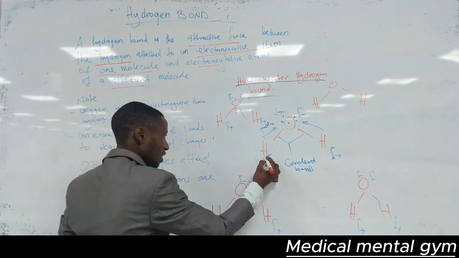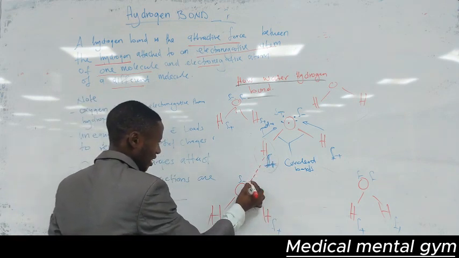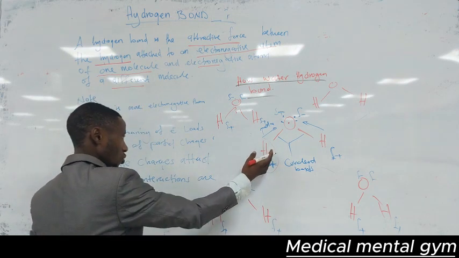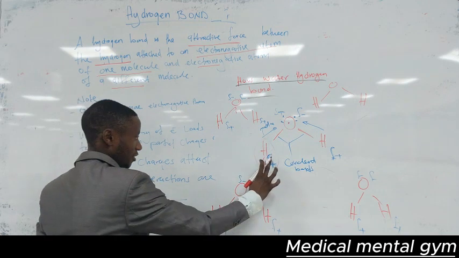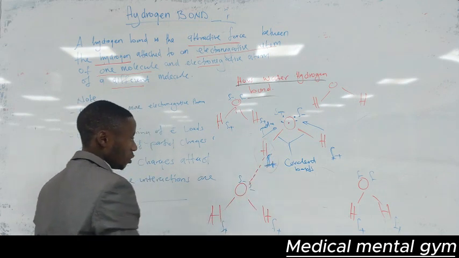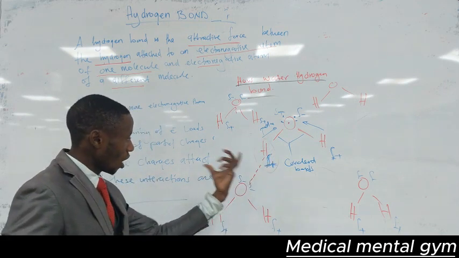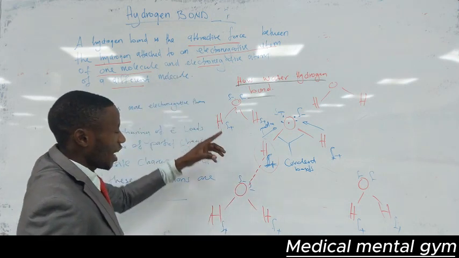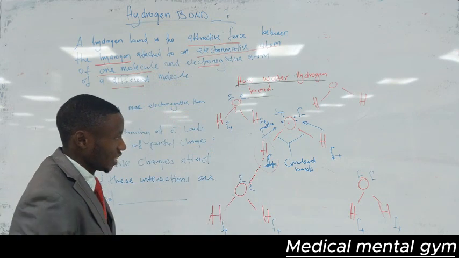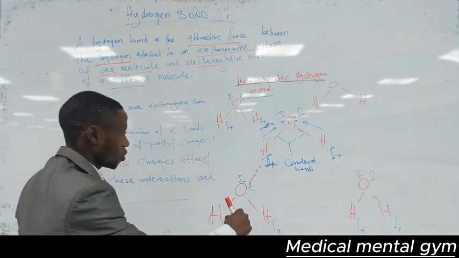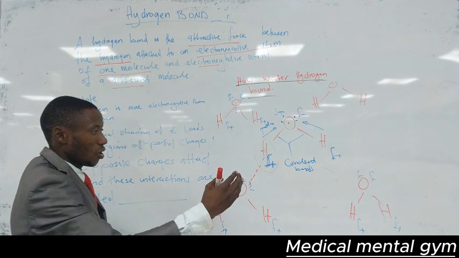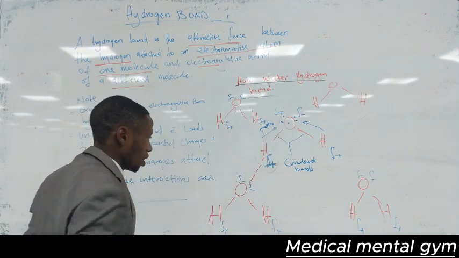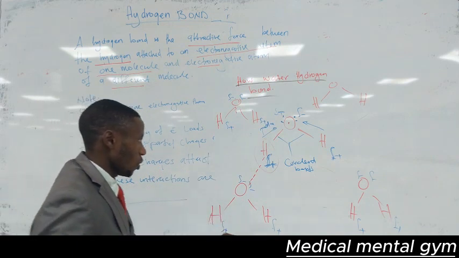So this attraction that happens between the negative oxygen and the partial positive hydrogen, the bond between these two elements, is what we are referring to as a hydrogen bond. I believe you have understood and are able to draw even the rest of the bonds that form around this water molecule. Okay, let's move to another.